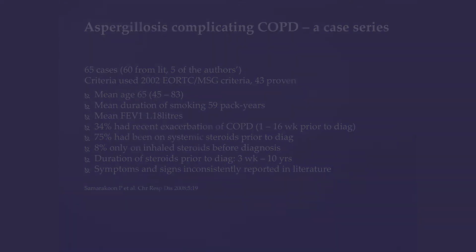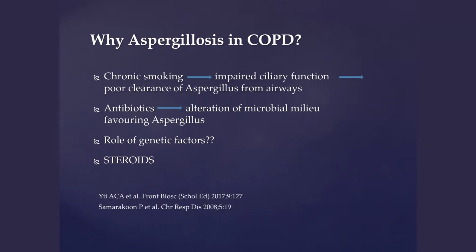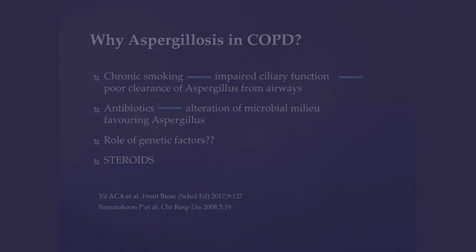So why is it that COPD patients might also be at risk of invasive aspergillosis? Well, like I said, the mucociliary escalator is a very important part of our defenses against Aspergillus. So chronic smoking will impair ciliary function. Antibiotics, these people are frequently on antibiotics every time they are admitted, so this probably alters the microbiome. And of course, many of them are on steroids, which we know are a classical risk factor for invasive aspergillosis.